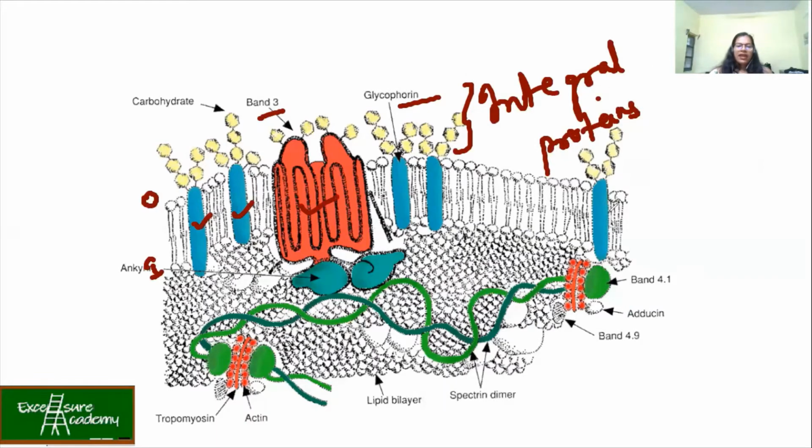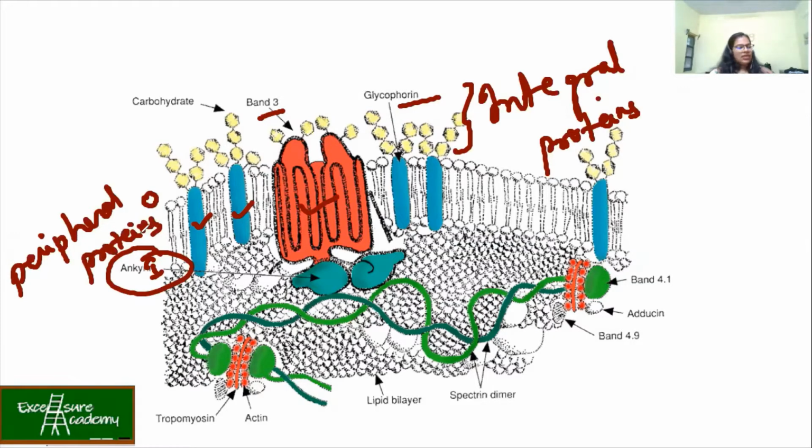Now, coming to the peripheral proteins, you can see over here, this is attached to your band 3. This is your ankyrin. They are called peripheral proteins. Then we have the other proteins like spectrin. As I mentioned before, they are forming a network so that the entire phospholipid layer of the membrane can be held on top of it, so it doesn't collapse like this. It will be holding the structure of your membrane like this.